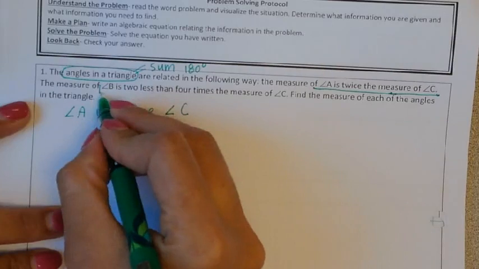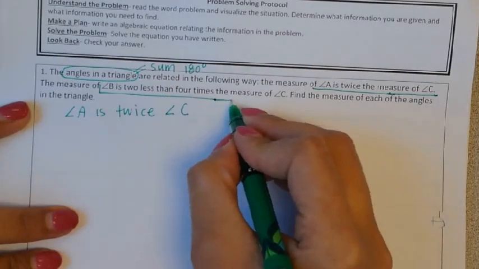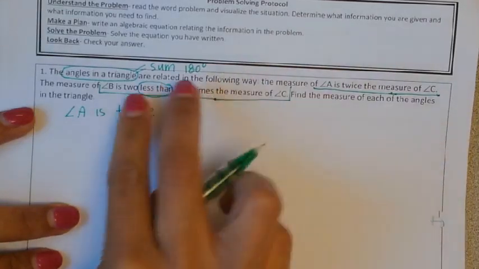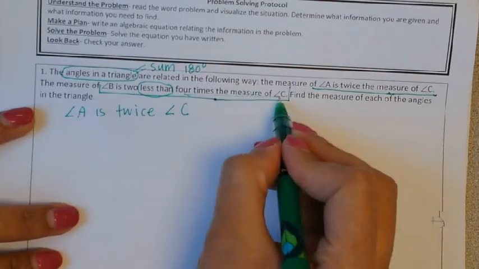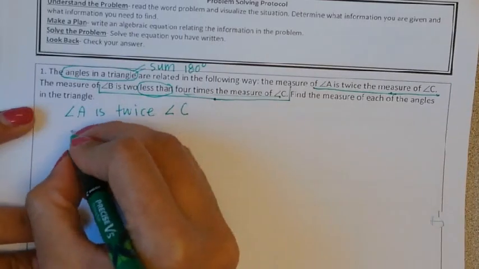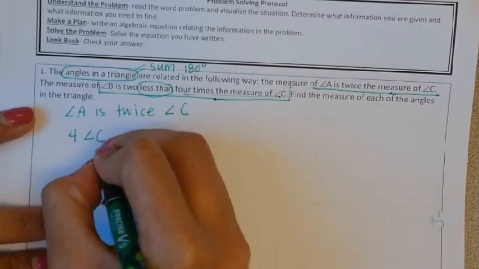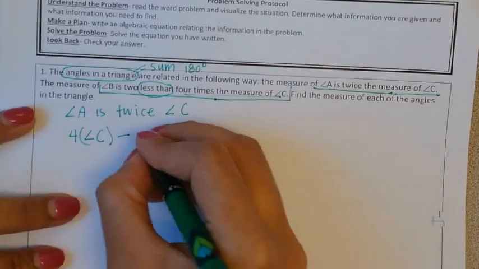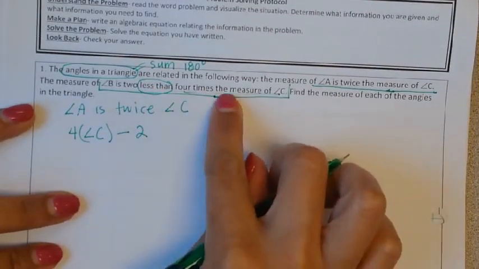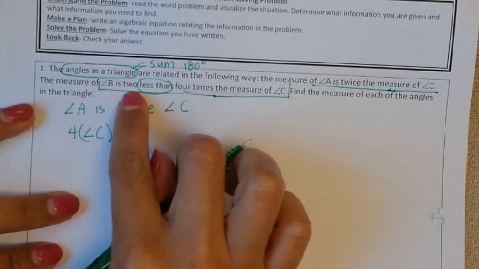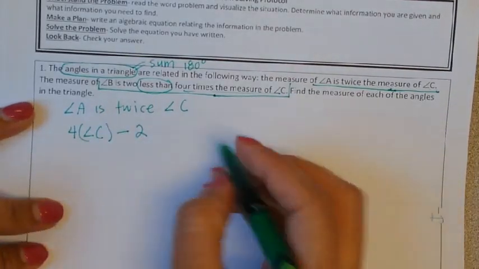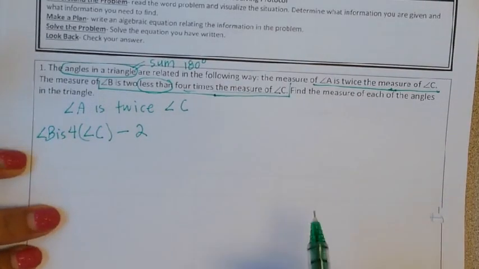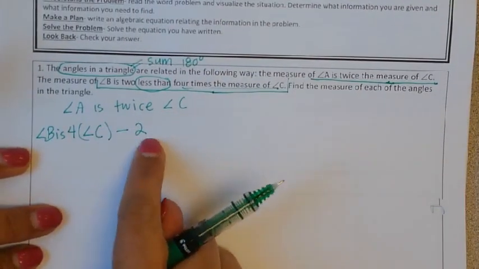Second piece, measure B is 2 less than 4 times the measure of C. Remember, when I see that, I have to switch them around. So I have to put 4 times the measure of C. So 4 times angle C, okay, is going to be minus 2, okay? So 4 times the measure of C is 2 less, right? So minus 2. That would be angle B. Okay, angle B is 4 times C minus 2.